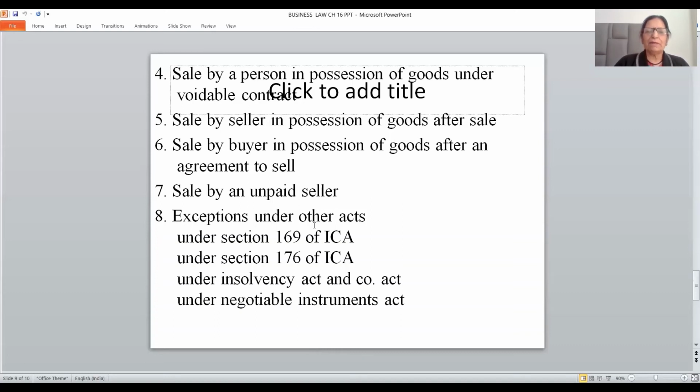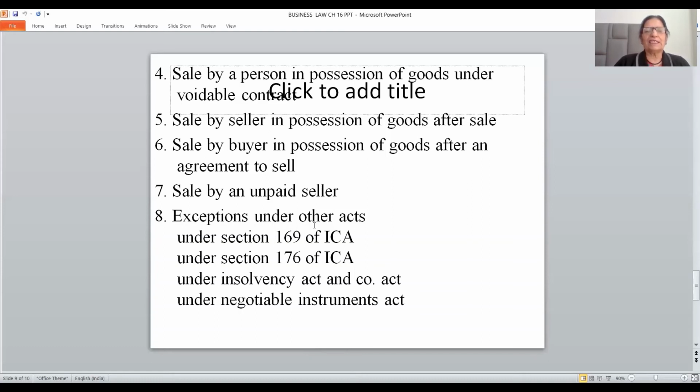Moving ahead, sale by seller in possession of goods after sale. Goods have been sold by the seller to the buyer, but the seller is still in possession of the goods. And that seller has sold the goods to another buyer, say B1. Now B1 acts in good faith. B1 is under the impression that the seller is the owner of goods. He has no knowledge of the earlier transaction between B and S. S is the seller and B is the buyer. Then also, friends, the seller was a non-owner, but even then he passed a valid title to B1.